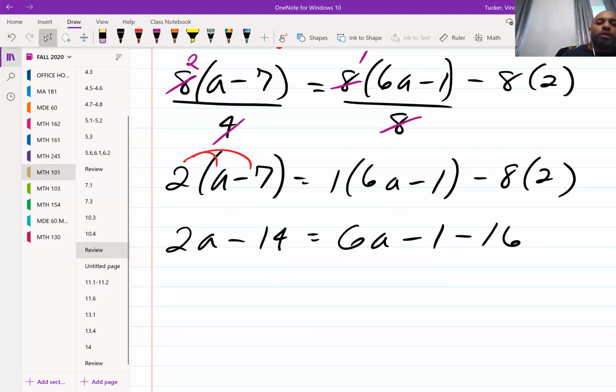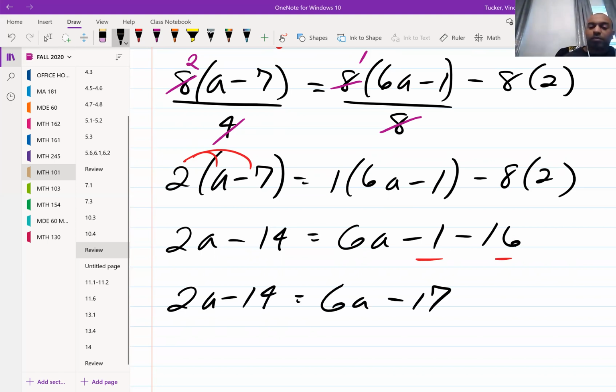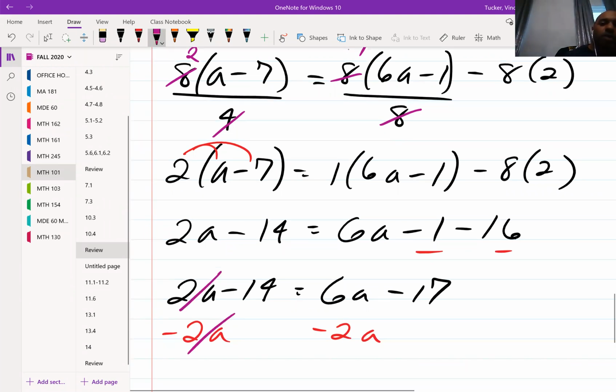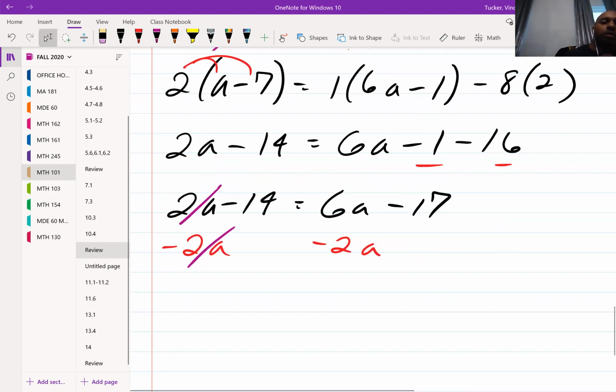All right, combine your like terms. We have minus 1 and minus 16, so that's 2a minus 14 equal to 6a minus 17. Now I want all of my terms with a on one side and all of my terms without a on the other. So I subtracted 2a. So it's 4a minus 17 on the right.